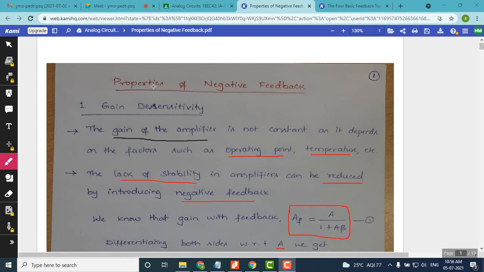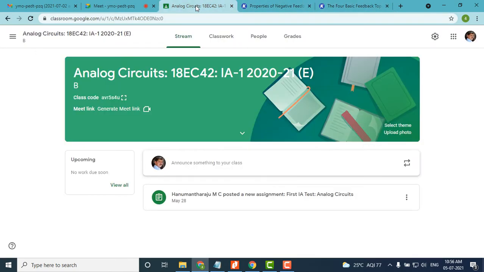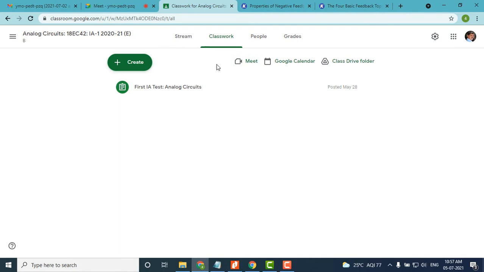Okay. So therefore, I would suggest making a material out of this. All right. These materials, as you can see in this Google Classroom. Okay. So this is a year related one.